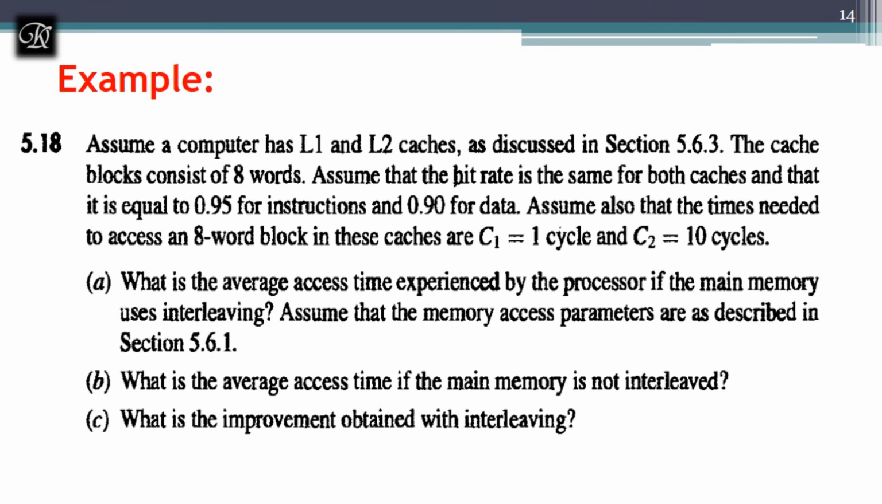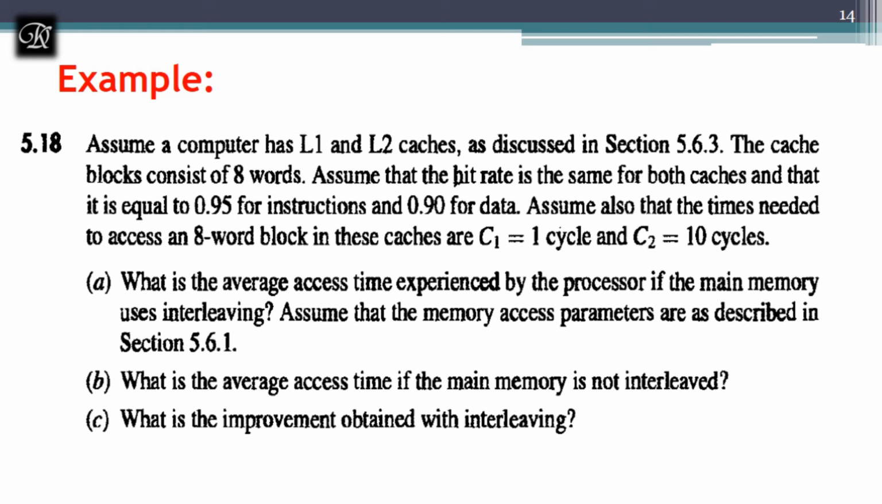Let's see one example from the exercise, how the performance will be improved. Assume the computer has L1 and L2 cache as discussed. The cache blocks consist of 8 words, the same configuration we are dealing with now. Assume that the hit rate of the cache is the same for both caches, 0.95 for instructions and 0.9 for data. Assume also that the time needed to access an 8-word block in cache 1, C1, is 1 and C2 is 10 clock cycles.